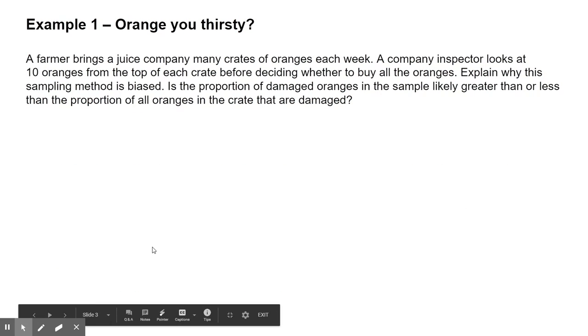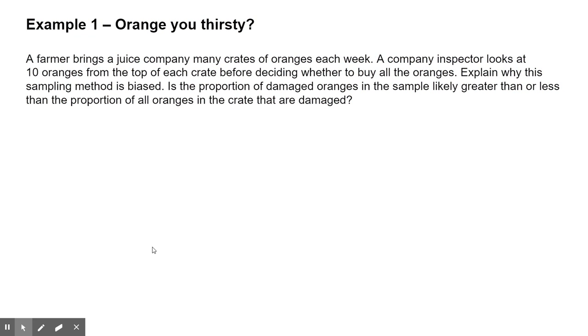All right, so example 1, Orange a Thirsty. A farmer brings a juice company many crates of oranges each week. A company inspector looks at 10 oranges from the top of each crate before deciding whether to buy all the oranges. Explain why this sampling method is biased. Is the proportion of damaged oranges in the sample likely greater than or less than the proportion of all oranges in the crate that are damaged?